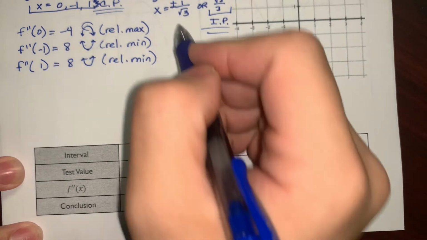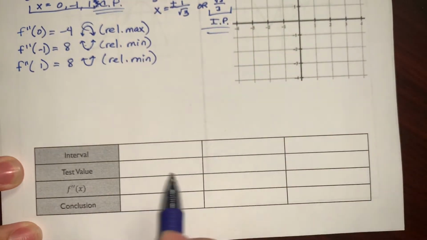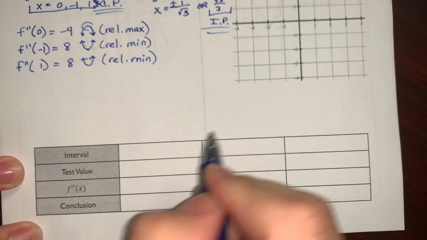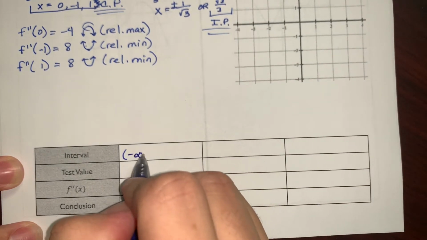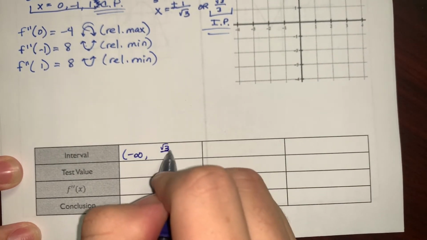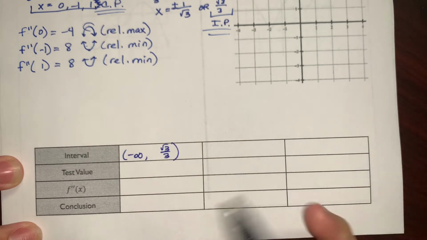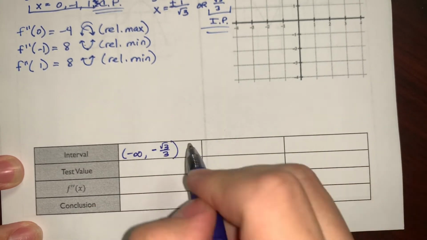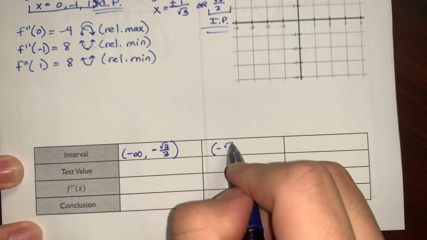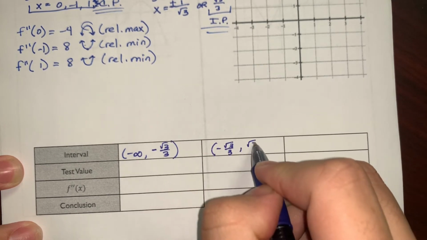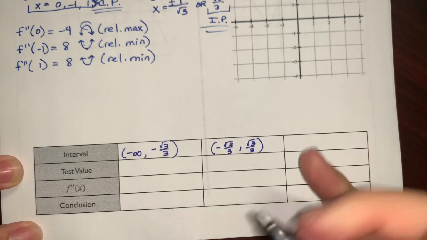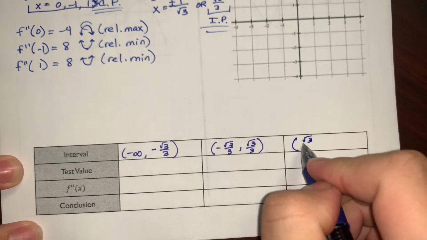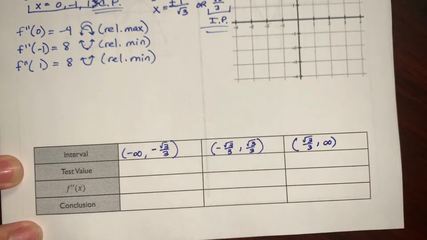So obviously, if these are my inflection points, we're going to set up our intervals very similar to how we did with the critical points. So one interval is going to be from negative infinity to negative radical 3 over 3. The next interval will be in between negative radical 3 over 3 and positive radical 3 over 3. And then, of course, the last interval is going to be from positive radical 3 over 3 all the way up to infinity.